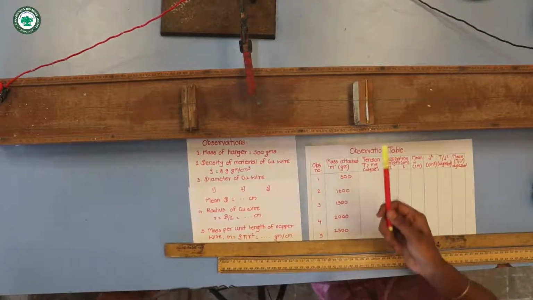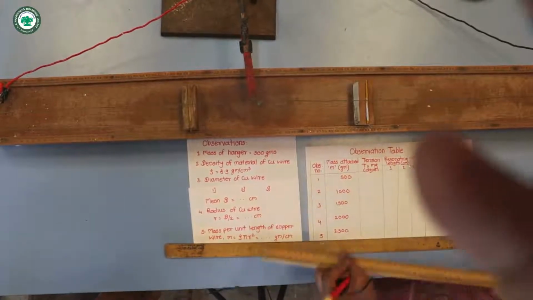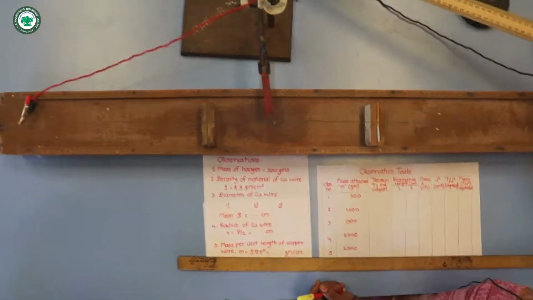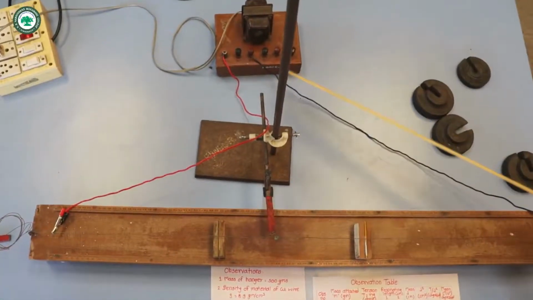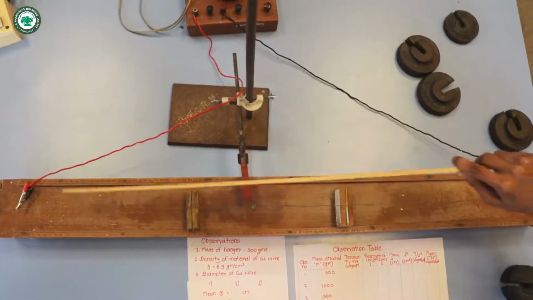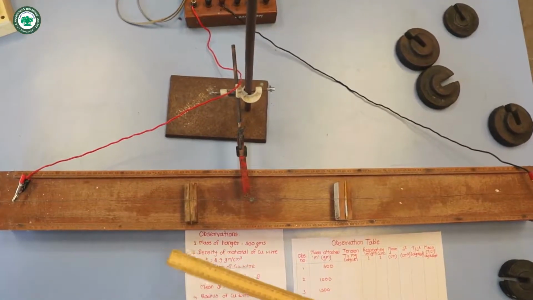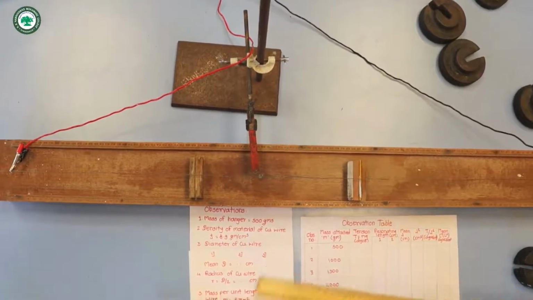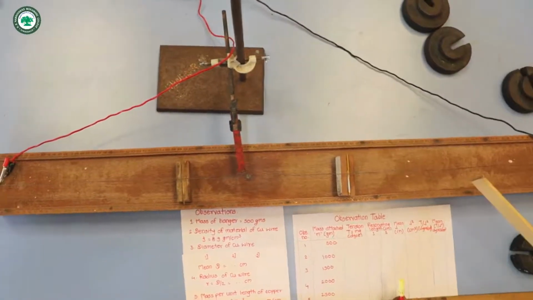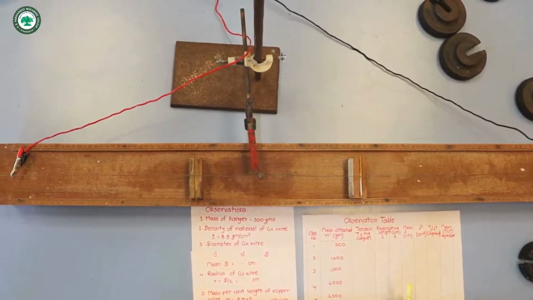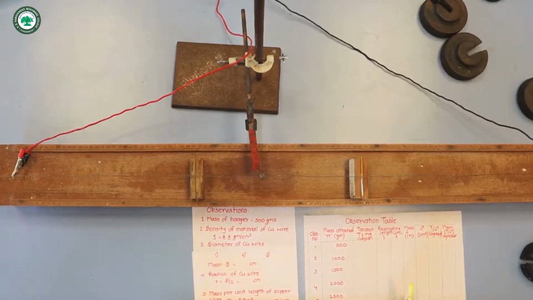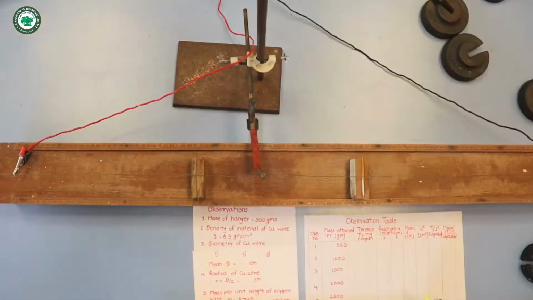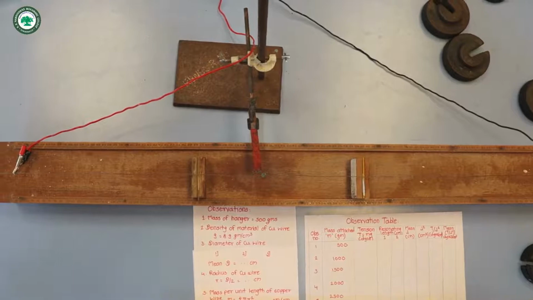So in this experiment, this is the actual experimental setup in which this is the transformer which gives the 6 volt AC, and this 6 volt AC supply is given to this copper wire. So this is the copper wire and these are the movable bridges and this is the bar magnet, and this copper wire is going over this pulley and here the weight is attached, the weight of hanger which is 500 grams.